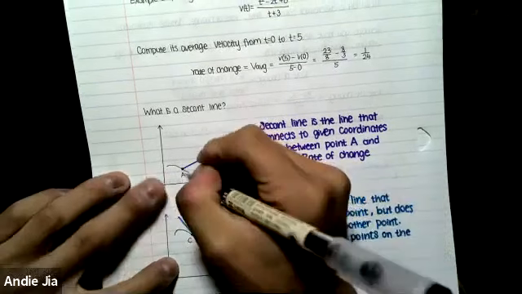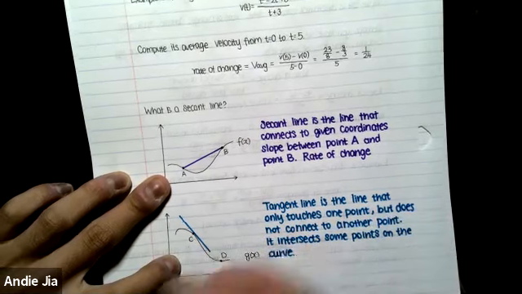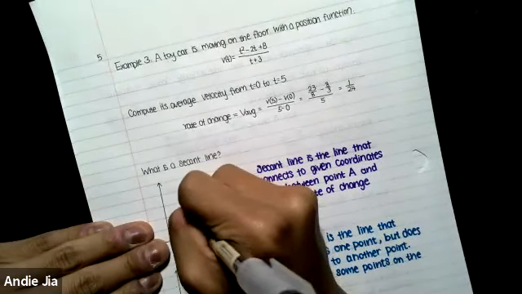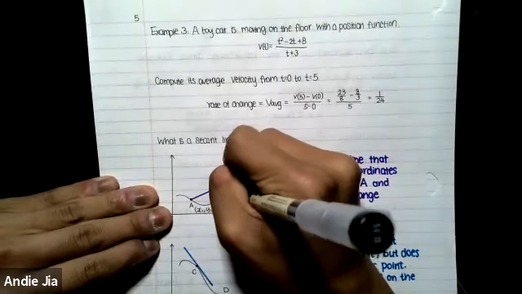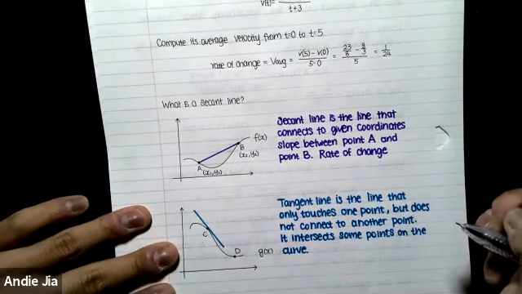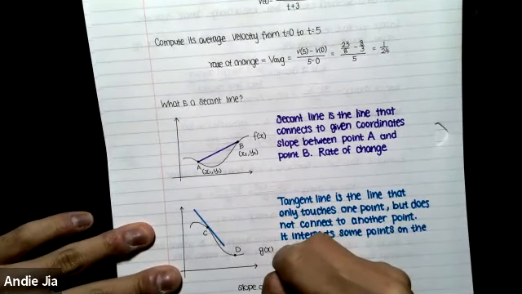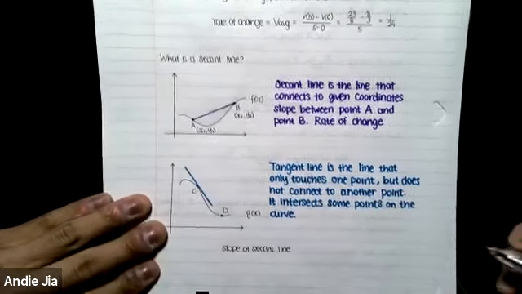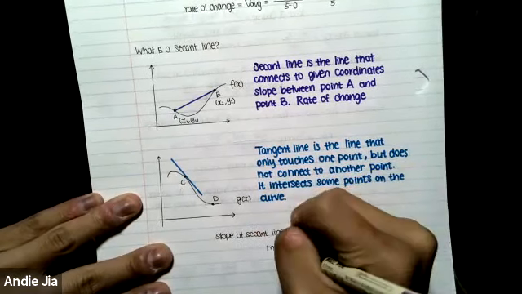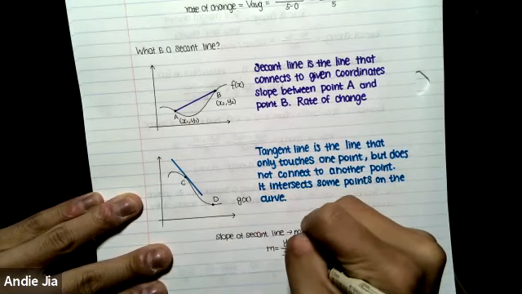So we can also call that the slope of a secant line, which is y2 minus y1 over x2 minus x1. So perhaps A is x1 and y1. For B, it is x2 and y2. And the slope we call m, the slope of the secant line. M is y2 minus y1 over x2 minus x1.